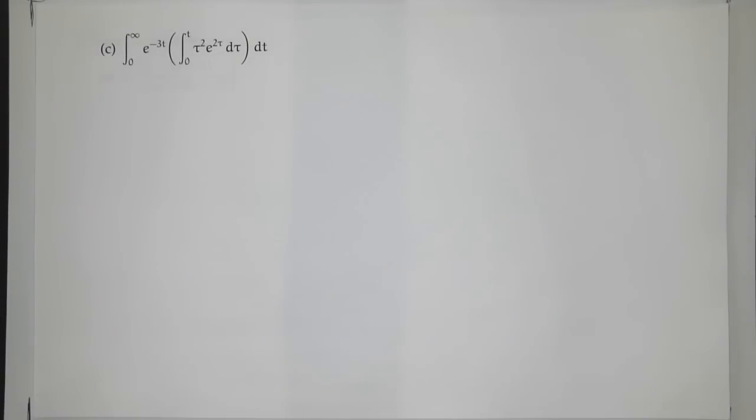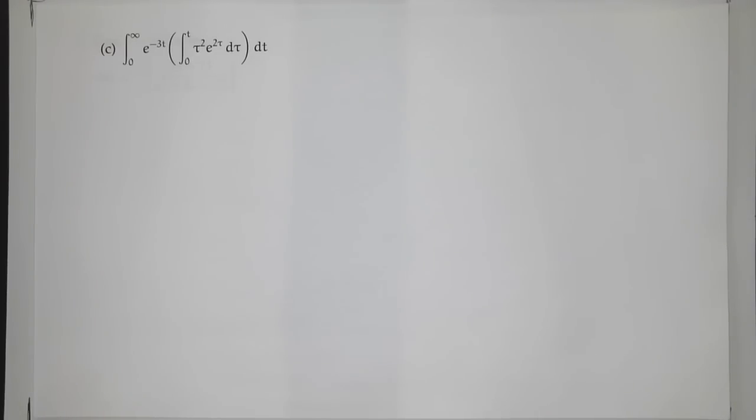Okay, part C. The integral from 0 to infinity of e to the minus 3t times the integral from 0 to t of tau squared e to the 2 tau d tau dt. And you're like, ha! There's no Laplace transforms. This should have been on a Calc 2 exam. Now you could do it in a Calc 2 exam if you had a professor that didn't like you, but you're in differential equations where your professors like you, and we want you to succeed.